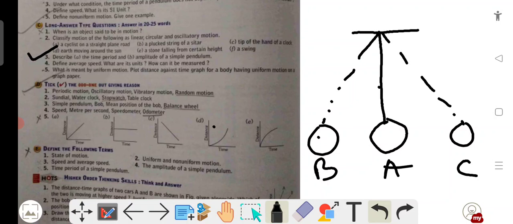Okay, now what is the amplitude of a simple pendulum? The maximum displacement of the bob from its mean position is called the amplitude of the pendulum. So the maximum displacement is A, C, this portion. This is the maximum displacement from the mean position, called the amplitude of the pendulum.